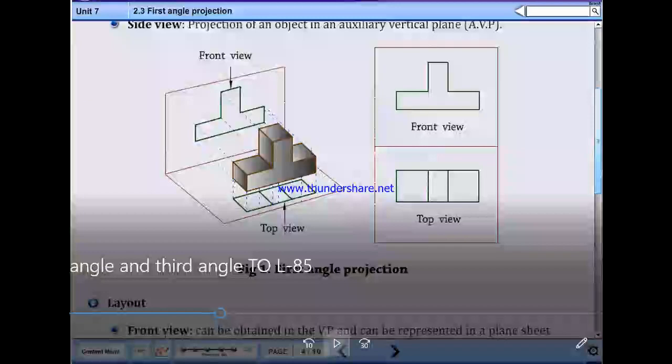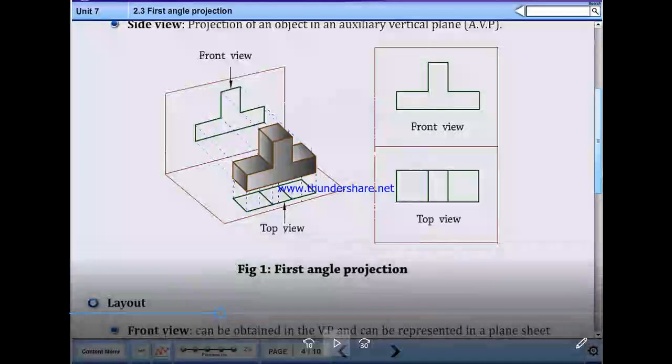And note down the figure. First angle projection: front view, top view, and by the side, front view and top view.